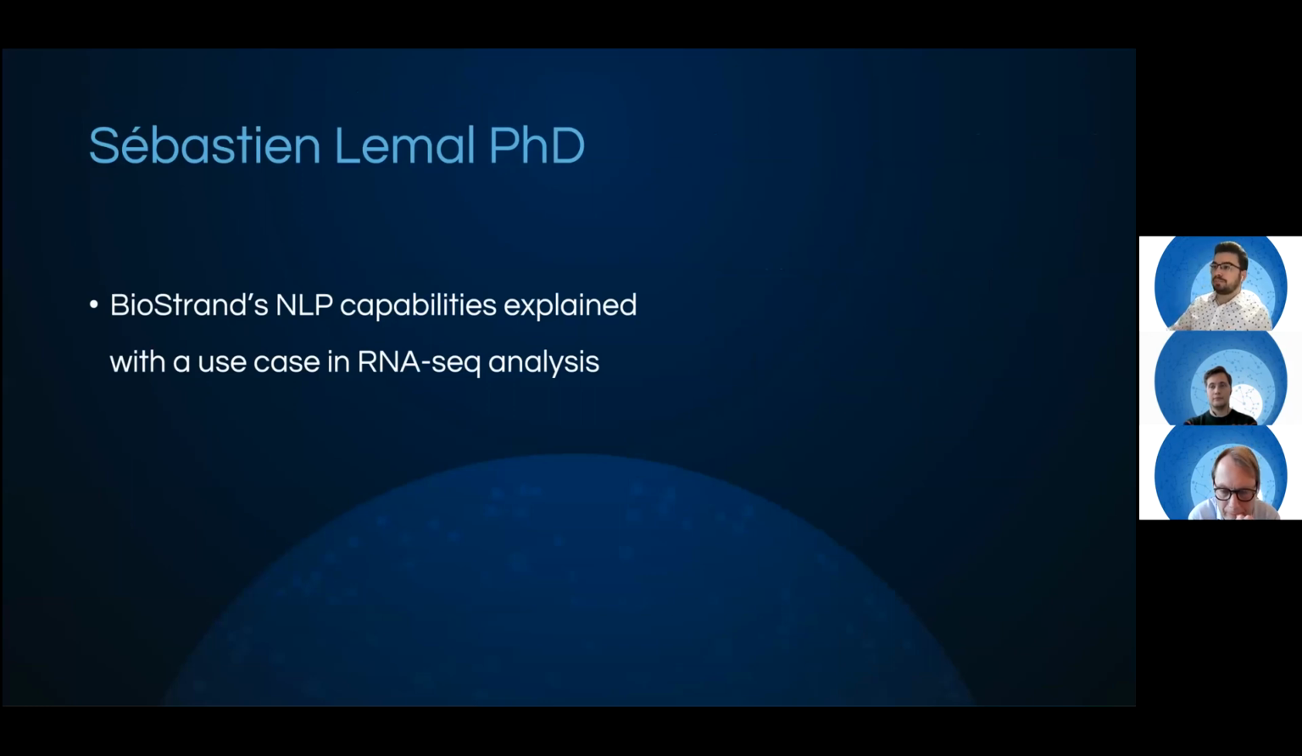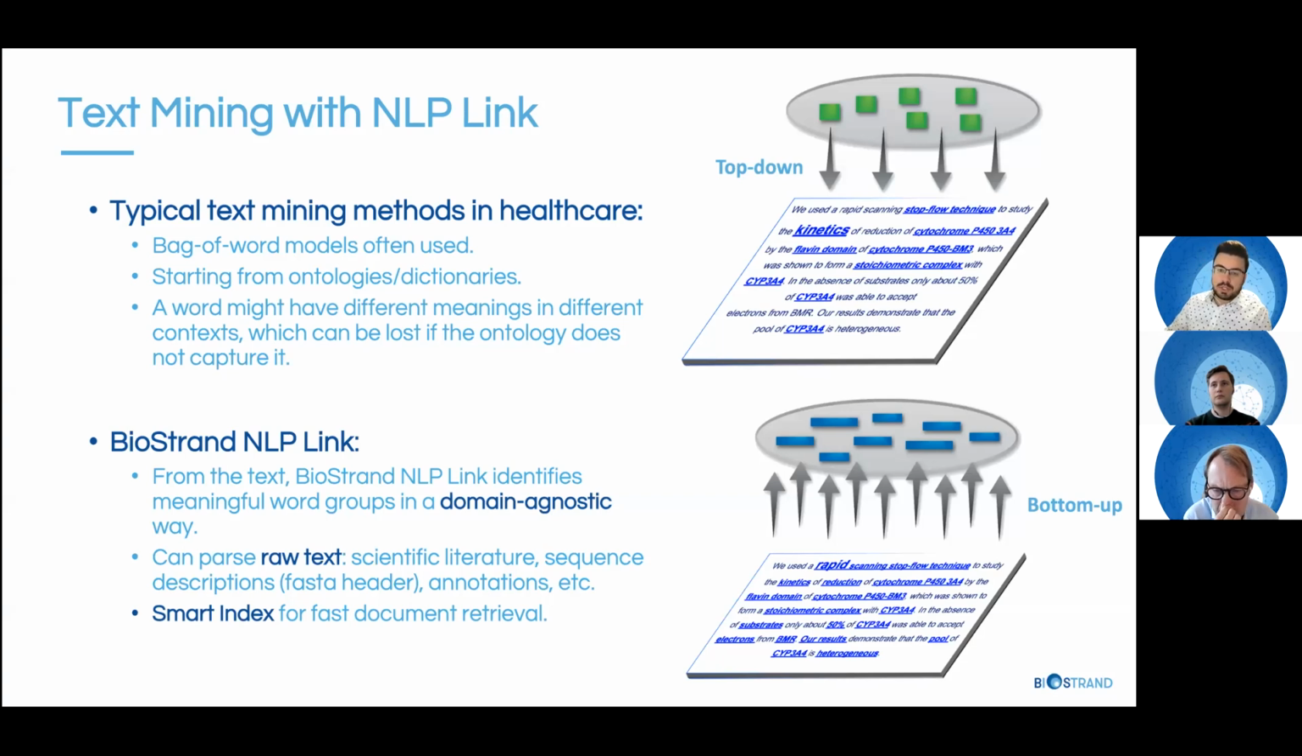Okay, all right. In the following, I will present you a very specific use case where we use the BioStrand NLP technology to deal with our RNA-seq data and how we can output a meaningful analysis for this use case. Before going deep into the use case, I need to present a little bit what we mean with this NLP technology. It's all about text mining. The BioStrand product, which we call NLP Link, looks up into text to retrieve meaningful words so that we can start highlighting what the relationships are between these.